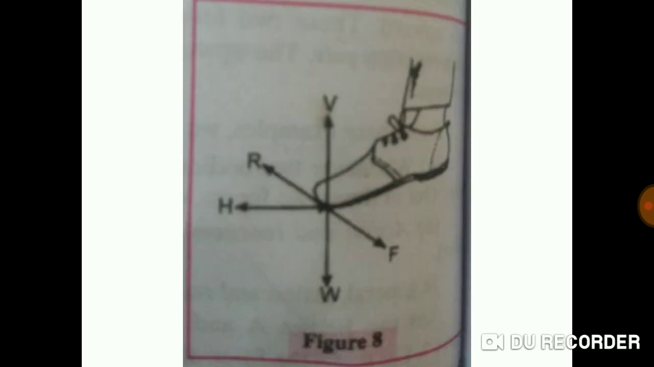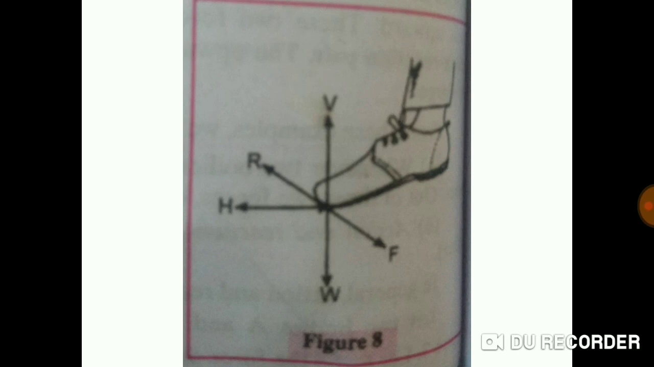Similarly, the second example is the walking of a man. When a person walks on the ground, he pushes the ground with his foot in the backward direction by pressing the ground. So he exerts the force like this by pressing the ground. This push is known as action force F. So this is the action force F exerted by the foot of the man on the ground.